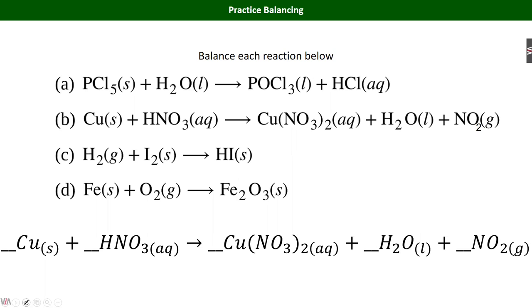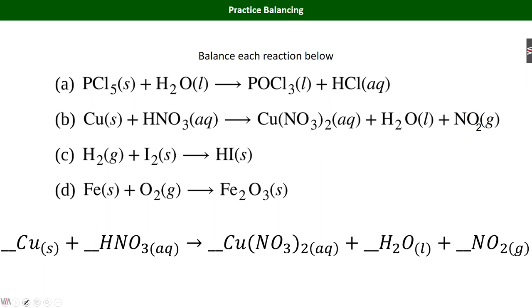Is that gonna stand up though? What's wrong with that? Well, nitrogen and oxygen are still wrong. What do we know about nitrogens? How many nitrogens do we know we have to have at least on the left? Well, we've got two nitrogens there and one nitrogen there. So we have to have at least three nitrogens on the left-hand side, right?